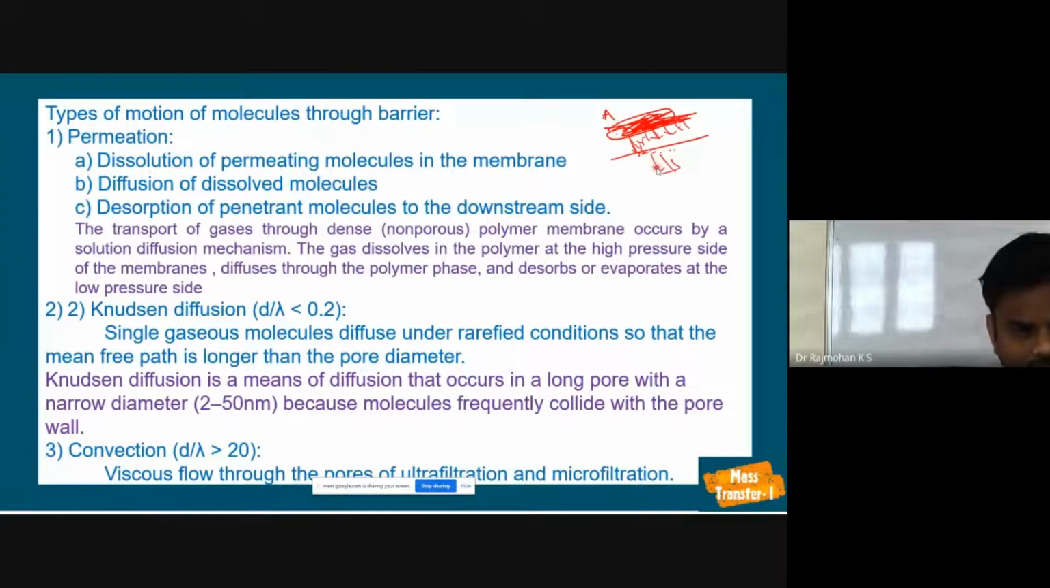Okay, so that is one type of motion taking place, and the second type is what we are going to discuss today. That is Knudsen diffusion. So what is Knudsen diffusion? We'll see. What is the Knudsen number? That is what we'll discuss now.